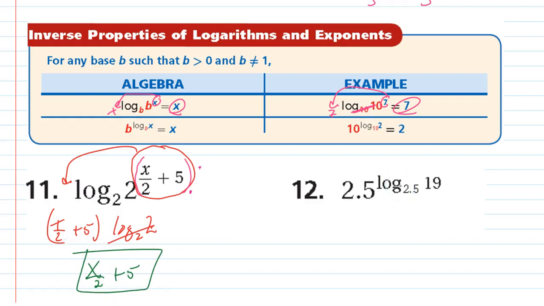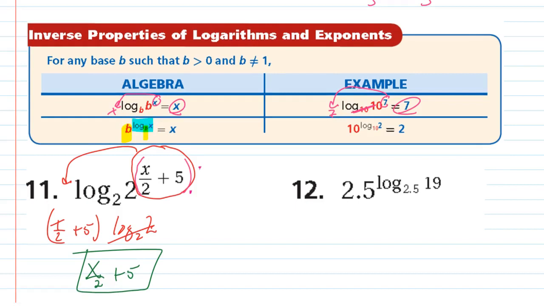The other property, and this is very important later on when we're solving, is the opposite. If the log is in the exponent, the log is up there in the exponent, and the base of the log is the same as the base of the exponent, they just cancel out.